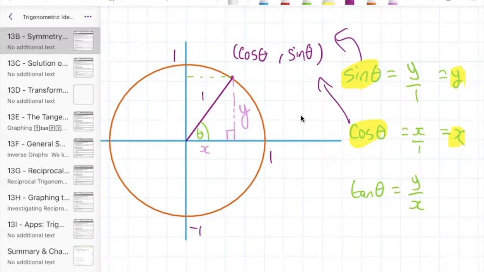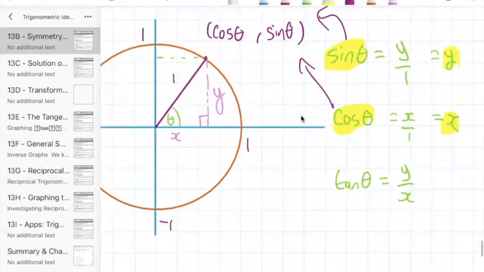It's kind of like a bit of an extension on what we've already discovered. Idea 1 is if sine is equal to y and cos is equal to x, tan theta equals y over x, I can also say that tan theta equals sine theta over cos theta. This is sort of the proof for where this idea here comes from.